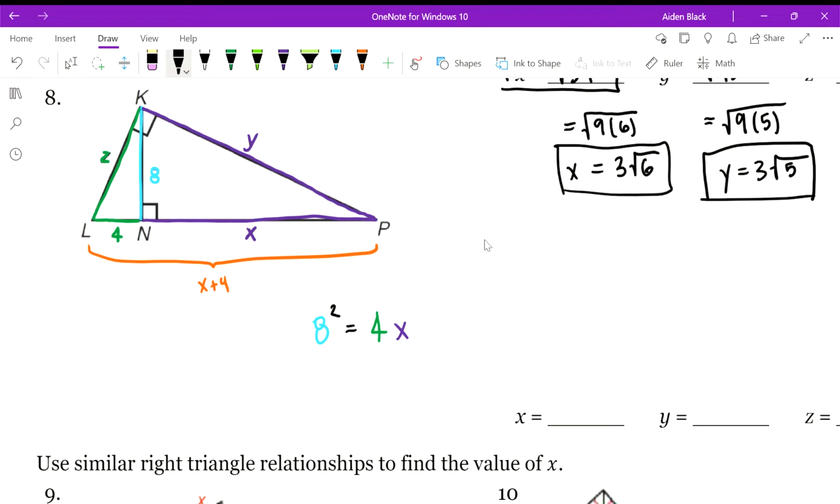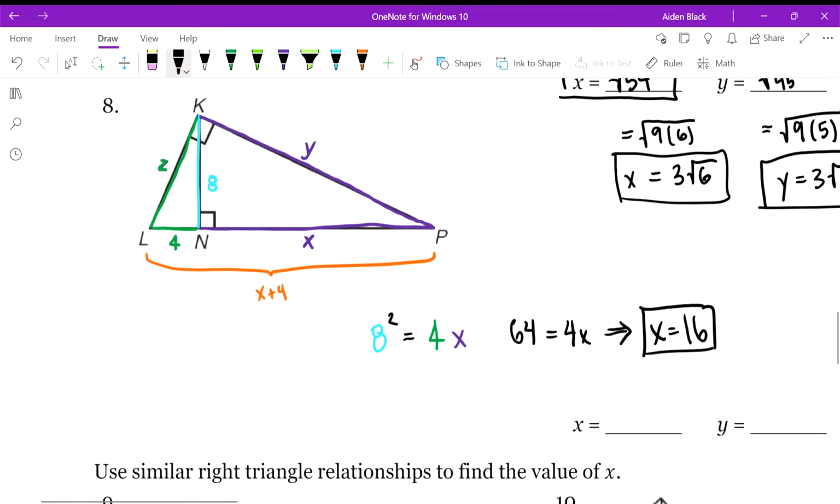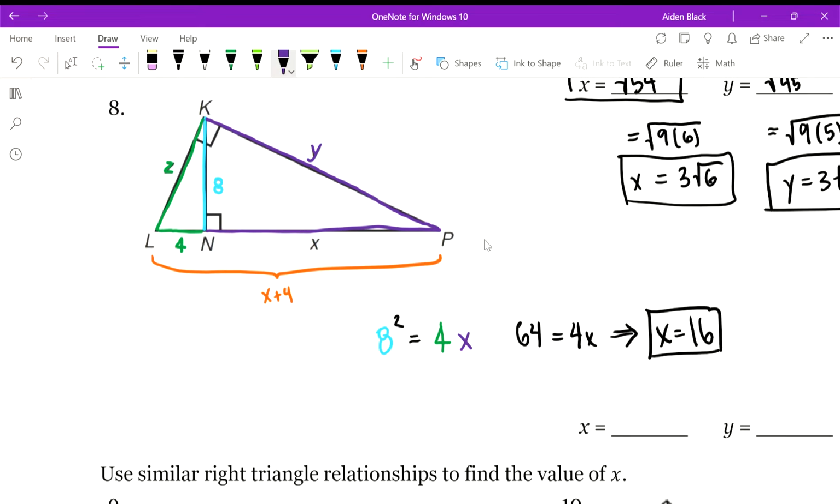Okay, so what is 8 squared? 64. 64 is equal to 4x. If you divide both sides by 4, you find out that x equals 16. Okay, cool. So now we have the value of x. It's 16, and therefore we know the whole hypotenuse.